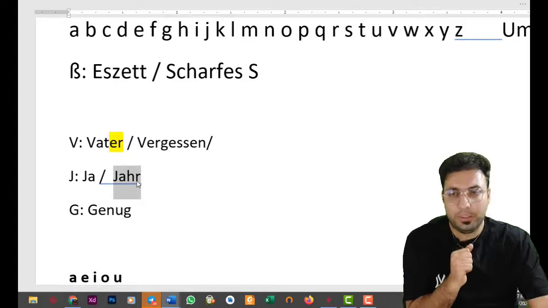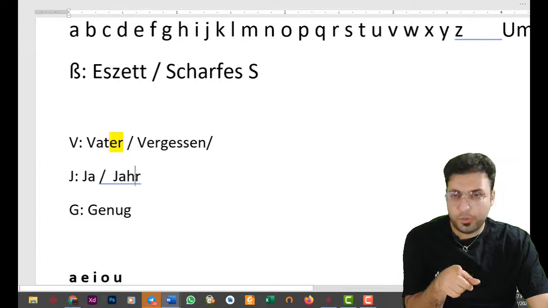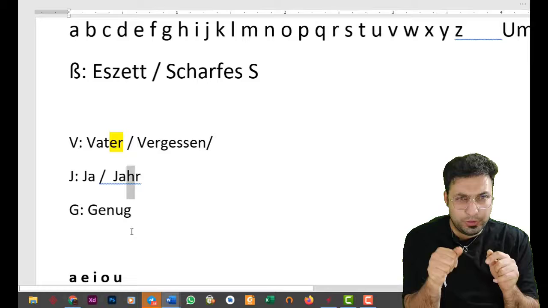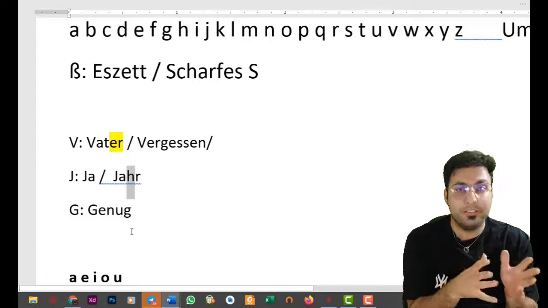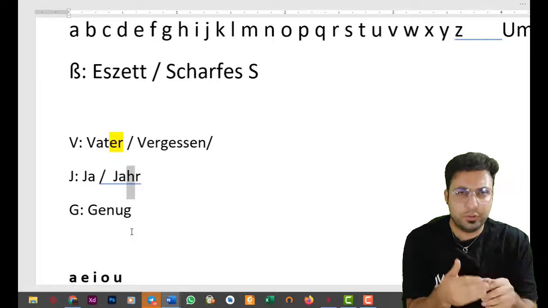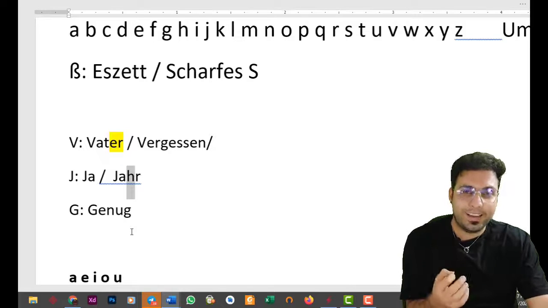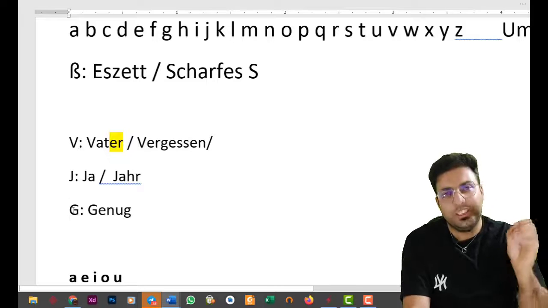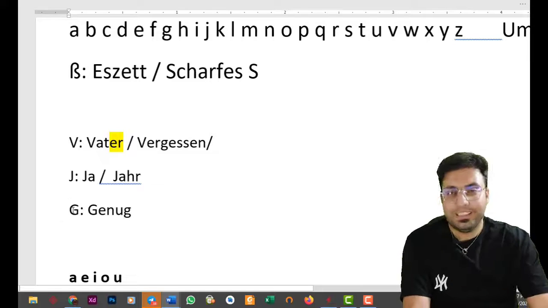So Jahr, okay? And we do not pronounce this H here. We are going to see why, when we should pronounce it and when we shouldn't. But generally you shouldn't pronounce it. So that is Jahr. And this letter G is always G, okay? So genug, this word.